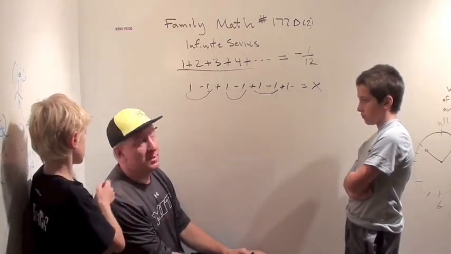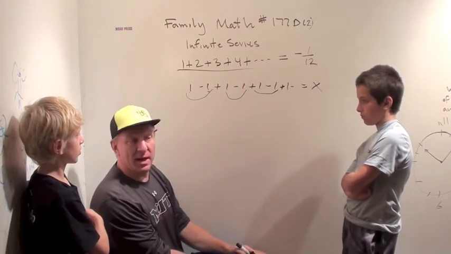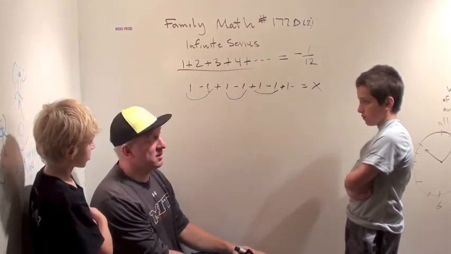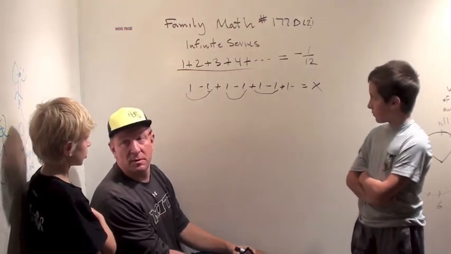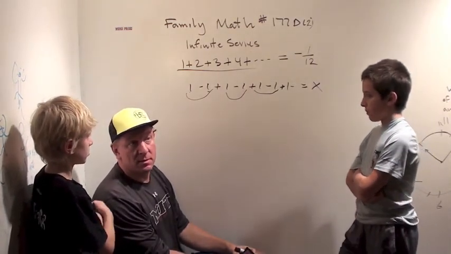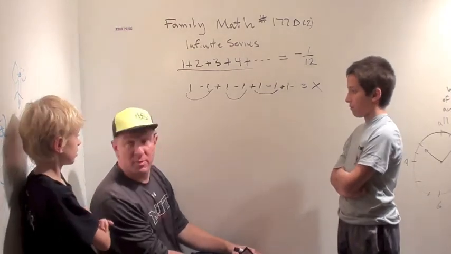But it never ends. So do you have a guess for what might be a good value to call this sum then? If half the time it's 1 and half the time it's 0? Well, maybe a half. A half, maybe.